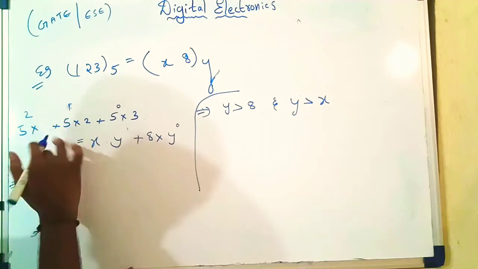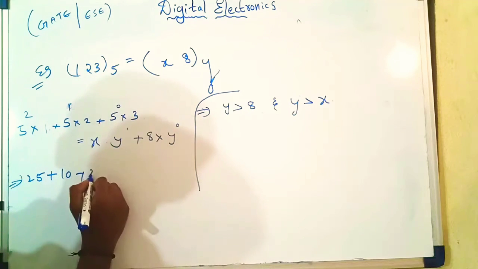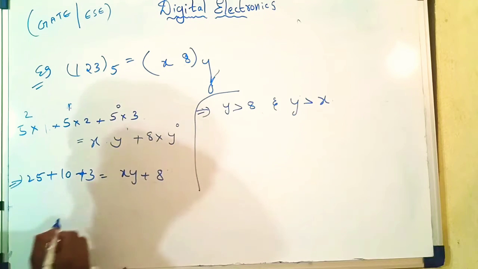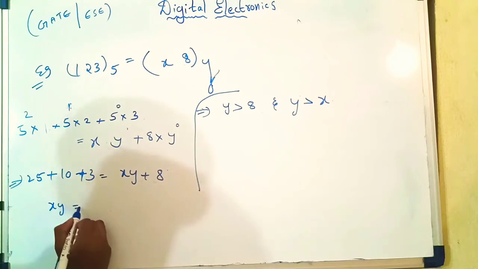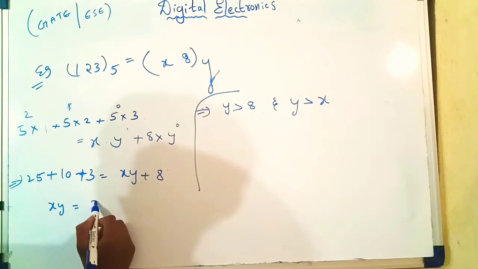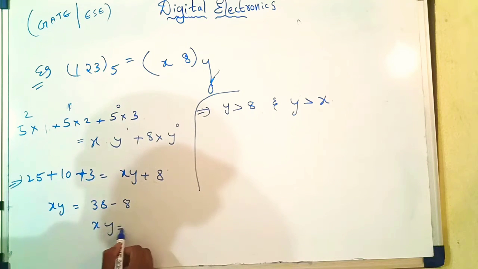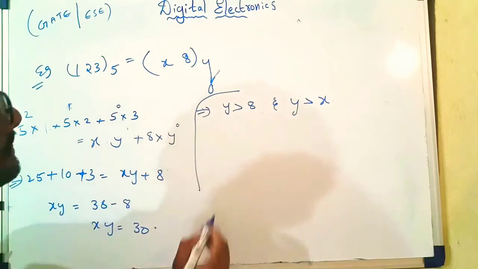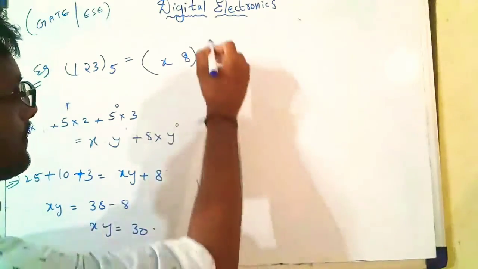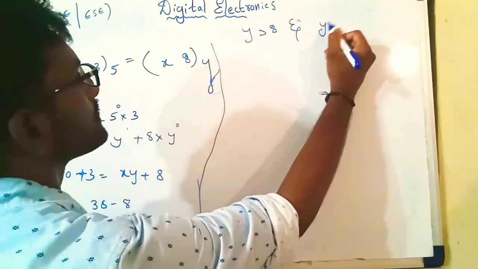Here this value is 1. This 25 plus 10 plus 3 equals xy plus 8. This is 38 equal to xy plus 8, so xy equals 38 minus 8. xy equals 30. And this is the condition we are using: here y is greater than 8 and y is greater than x.